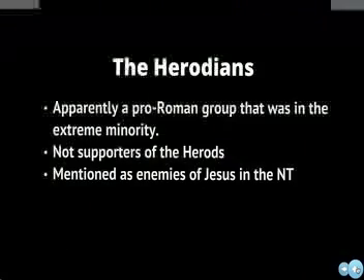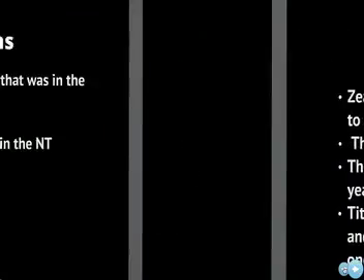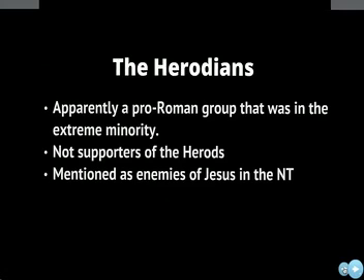There's also the Herodians. We don't know much about them. They are mentioned in the New Testament as enemies of Jesus, but we just don't know that much about them. They're apparently a pro-Roman group. They were not supporters of the Herods, so we don't really know how they got their name or anything else about them. And you probably don't need to know anything about them for your exams.